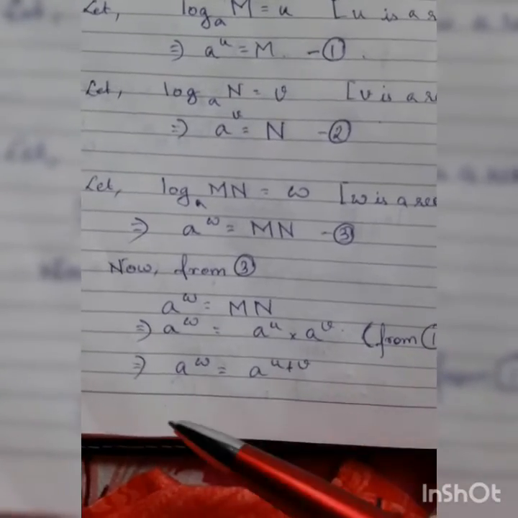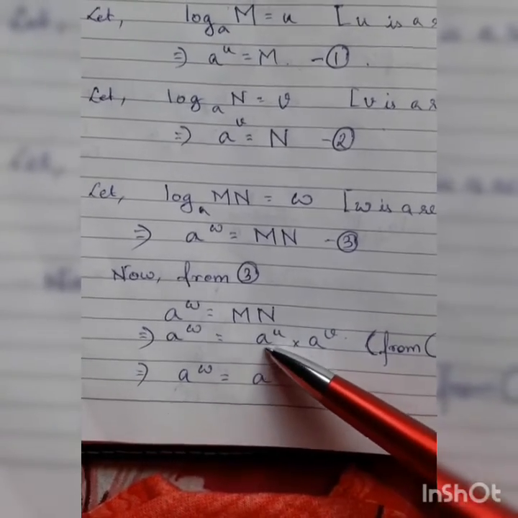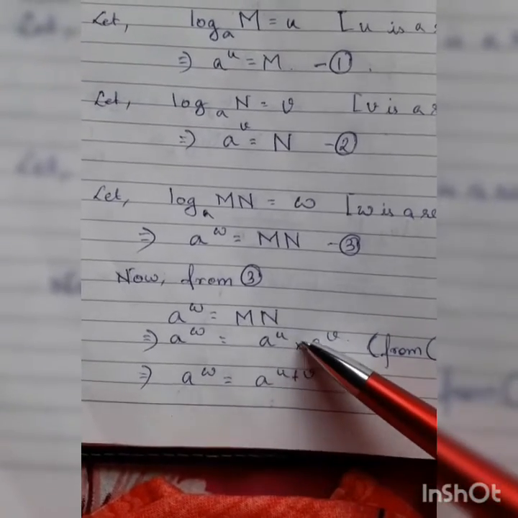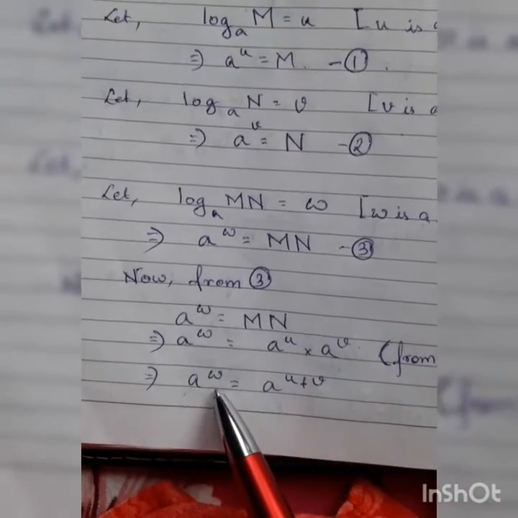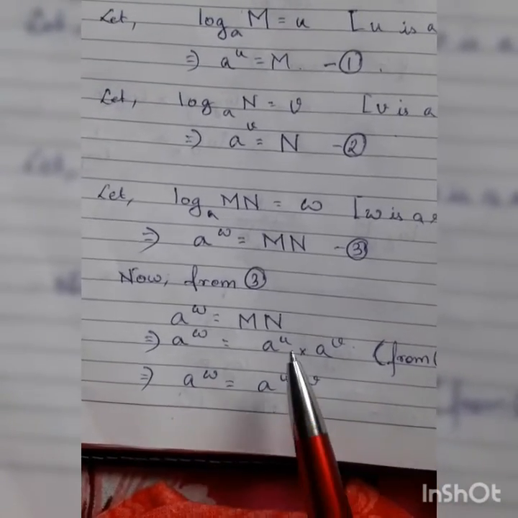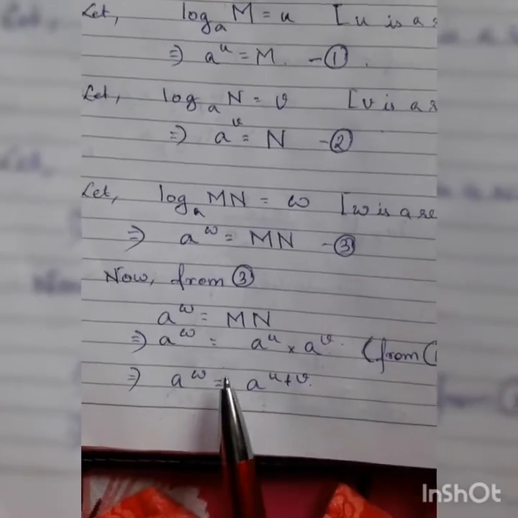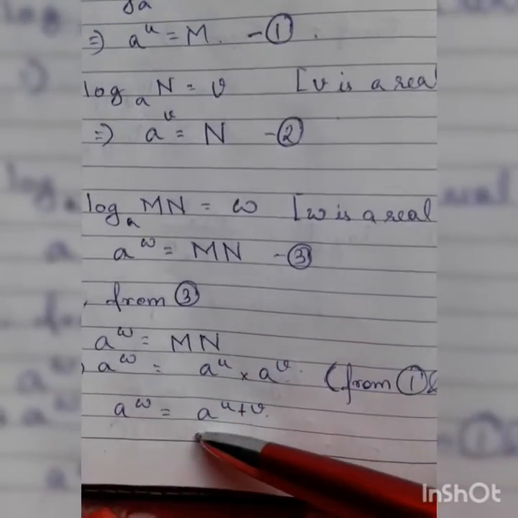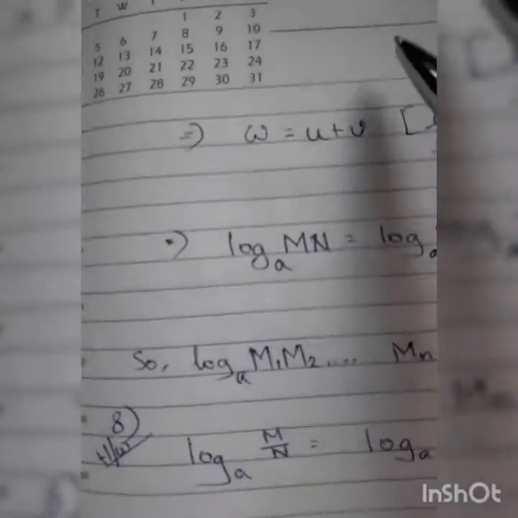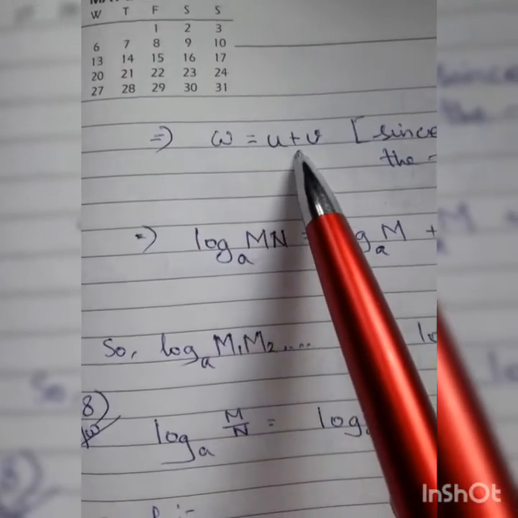Now from the formula of indices, if we check, the bases are the same and they are in multiplication form. So we will have a to the power of w is equal to a to the power of u plus v. Now again, since the bases are equal, the powers will also be equal. So we can write w is equal to u plus v.